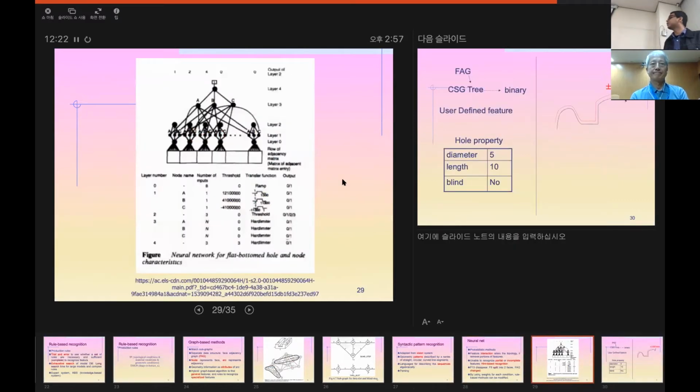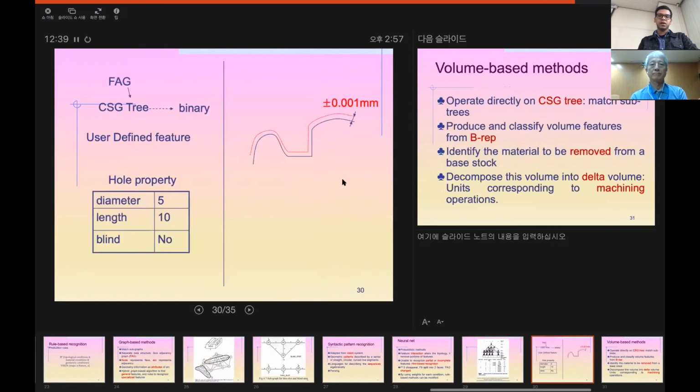So this is just an example of one study which uses the neural network for a flat-bottomed hole, and this is one of many examples. I think this paper was in 2003. Since then, there have been a lot more studies about using neural nets. So it's a very popular method of feature recognition. And also, a neural net can be used for extracting data directly from the CSG models. And after some trial and error, it can be very accurate.